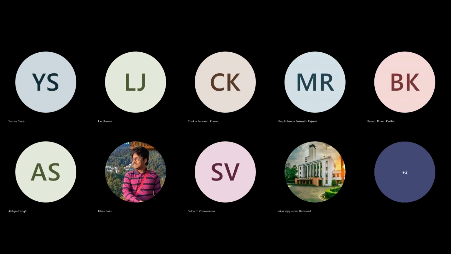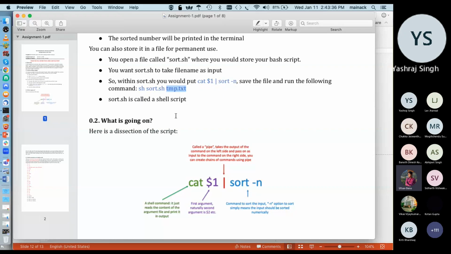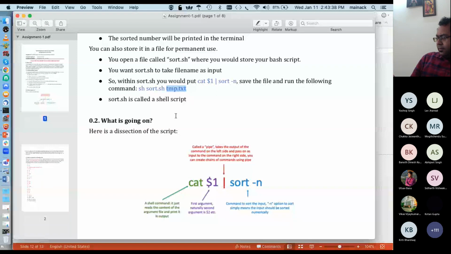Say in your first year or second year? The argument vector in C. Yes, command line arguments, argc, argv. Exactly. This is $1, like $1, $2.